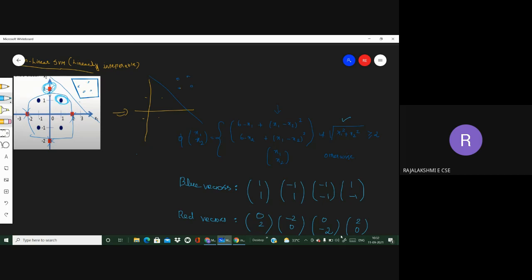So now what I'm going to do is substitute these vectors in this equation, that is root of x1 square plus x2 square. If the resultant value is greater than or equal to 2, then I will be using this formula in order to get your new x1 and x2. Else the old x1 and x2 alone will be used. That's all. This is what I'm going to do now.